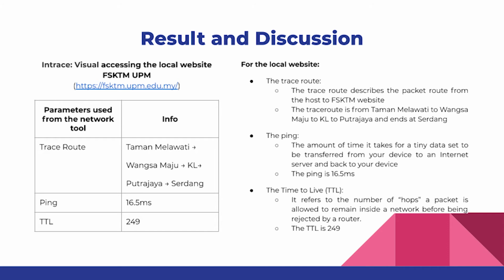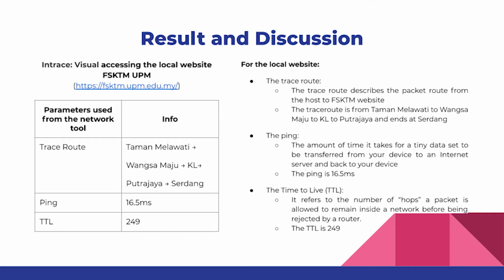Firstly, the trace route describes the path of the packets from the host to the FSKTM website. The trace route is from Taman Melawati to Wang Sumaju to Kuala Lumpur to Putrajaya and ends at Sedang. The trace route varies on where the host is located. Since this test is being held at my house, which is located in Taman Melawati, therefore the trace route begins at Taman Melawati. Secondly, the ping.